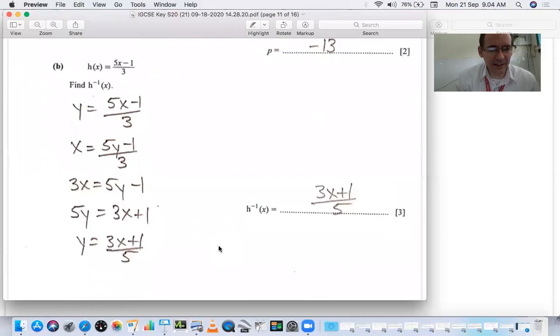Here we have find the inverse function of our h of x.